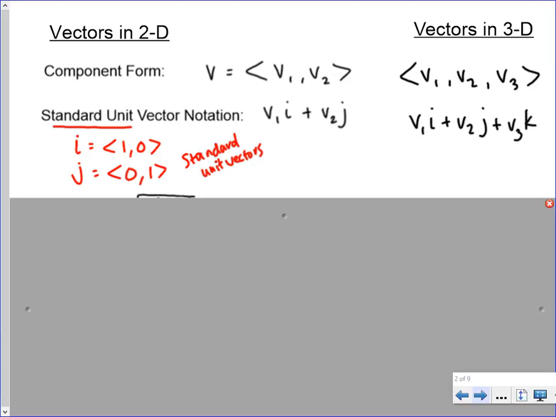The standard unit vectors, of course, have to change a little bit because now we're working in 3 dimensions. So i is really 1, 0, 0. j is 0, 1, 0, and k is 0, 0, 1. So it's just breaking them up into their individual components in the direction that they would go.